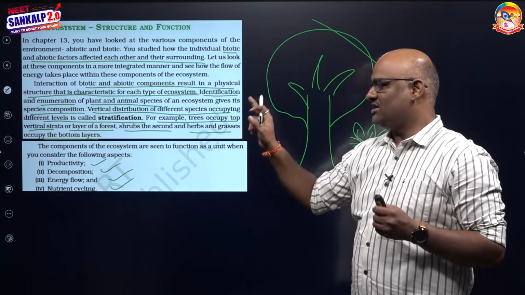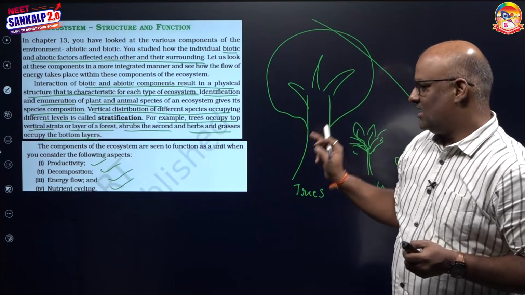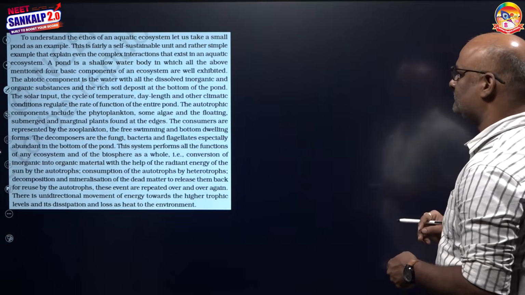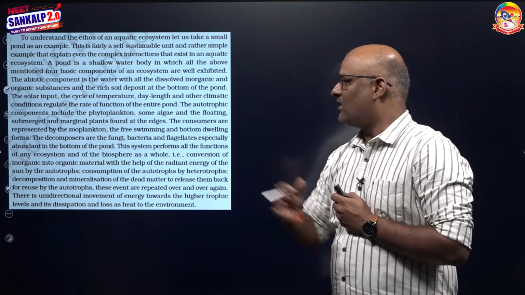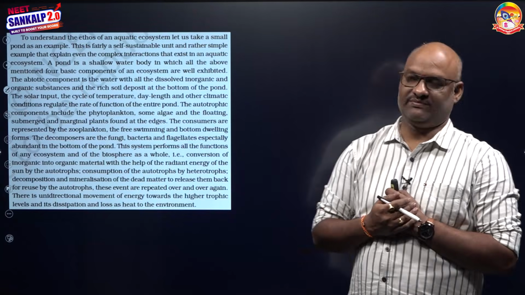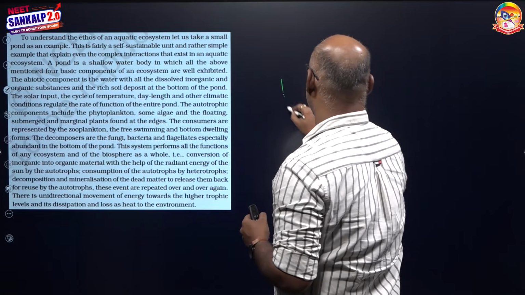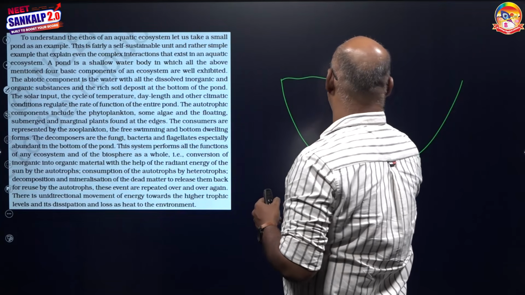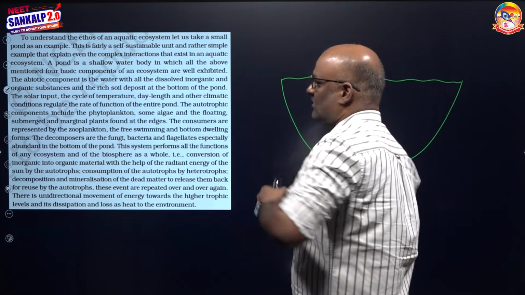What are the four basic components? Productivity, decomposition, energy flow, and nutrient cycling. Now, let us take a pond as a basic example here. This paragraph tells us about the pond ecosystem. This is a pond ecosystem, and it is filled with water. Let us take it as a shallow water body.